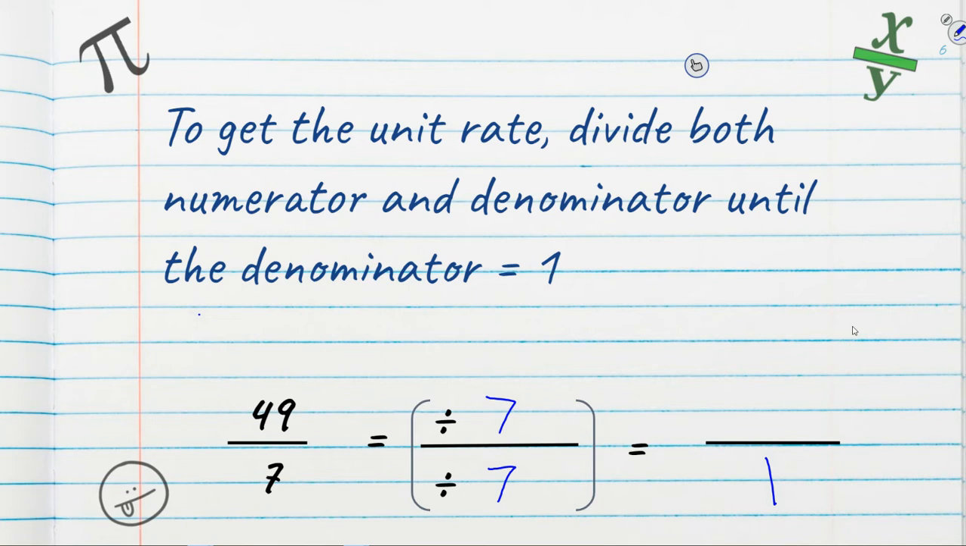What is 49 divided by 7? Those of you who know your multiplication tables: yeah, 49 divided by 7 is 7. So my unit rate is 7 to 1, or 7 over 1.